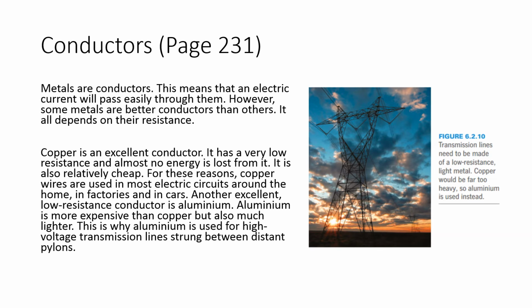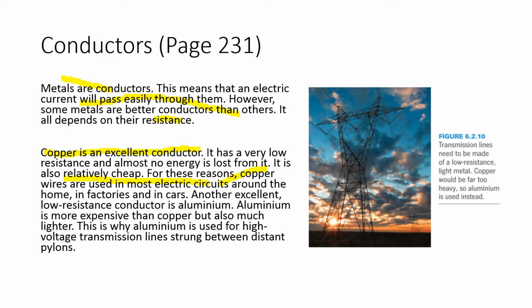So conductors, metals are conductors. So we talk about if that material is highly conducting, most likely you have a very low resistance. So it means that electric current will pass easily through them. However, some metals are better conductors than others, depending on their resistance. So copper is an excellent conductor. It has a very low resistance and almost no energy is lost from it. It is also relatively cheap. For these reasons, copper wires are used in most electric circuits around the home, in factories, and in cars.